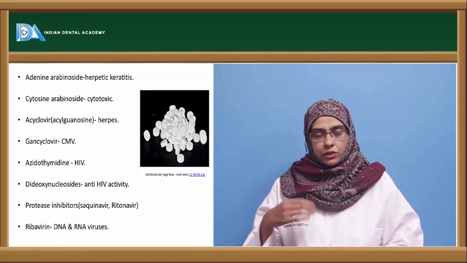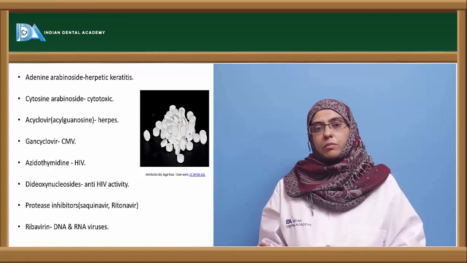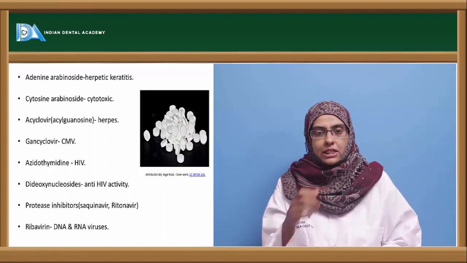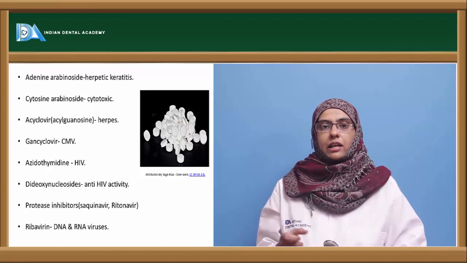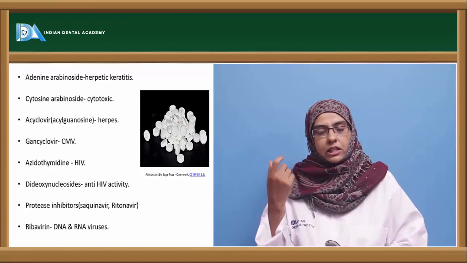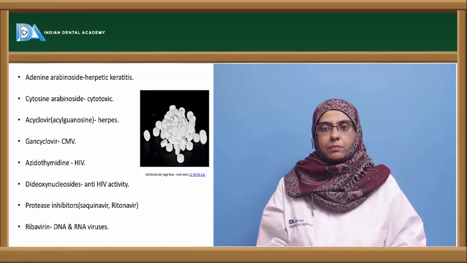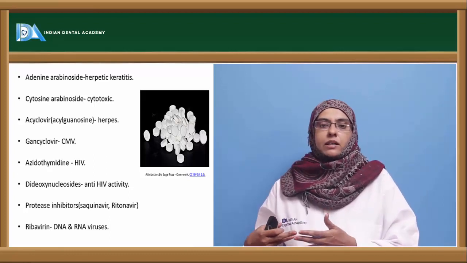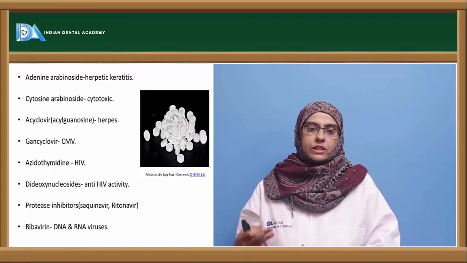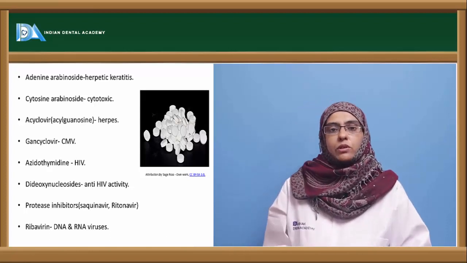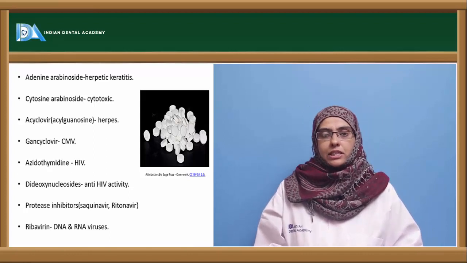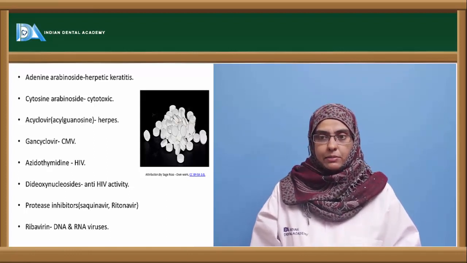And to treat systemic infections, a new compound has been developed which is called acyclovir, or acycloguanosine. It is, you can say, an analog of guanosine, which is effective against herpes infection. Later on, many more acyclovir compounds were developed which are less toxic to the host cell and more effective towards the viruses, such as ganciclovir, effective against the cytomegalovirus.